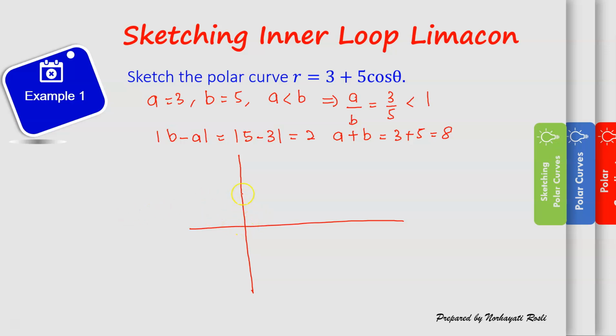So in this case, the crossing at the y-axis is 3, and this one negative 3, and then here also 3. This is the absolute value of B minus A, and here is A plus B, which is 8. When we plot here, you will have this inner loop that crosses at this 3, goes to this negative 3, then touches this 8 and comes back to this negative 3. So now we have this kind of inner loop Limacon.